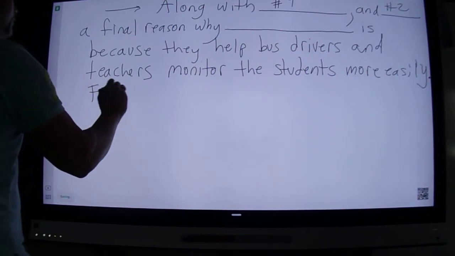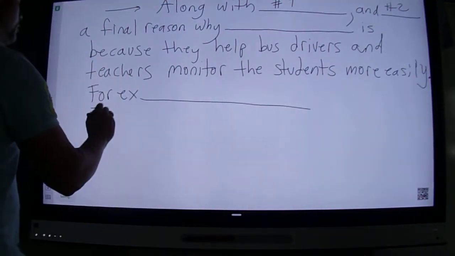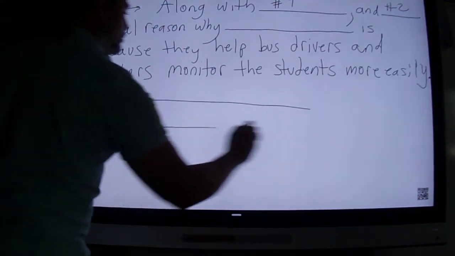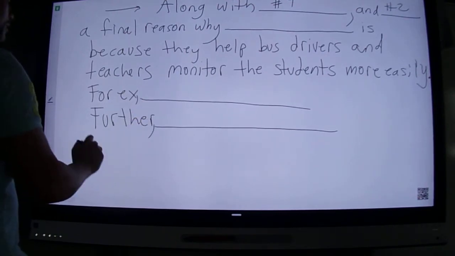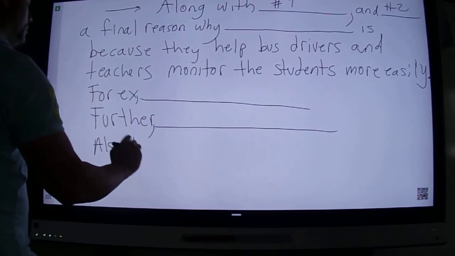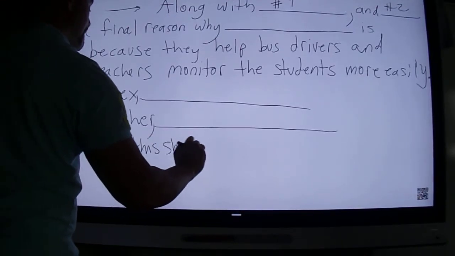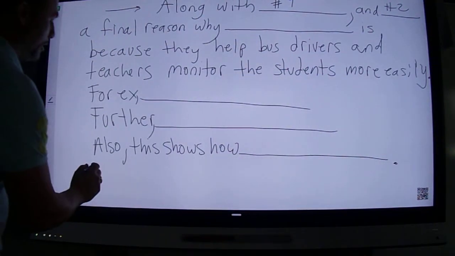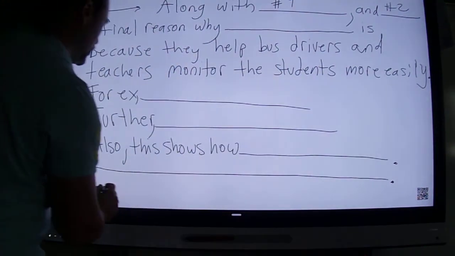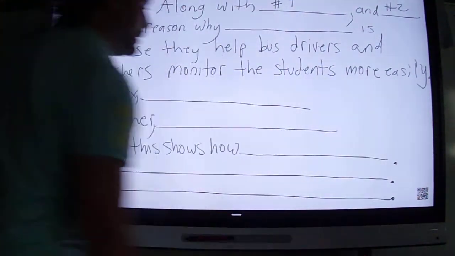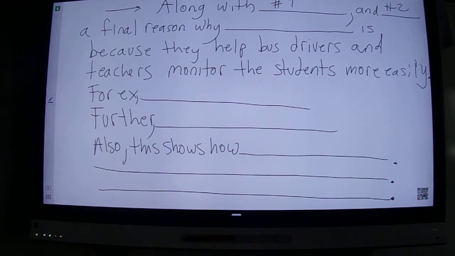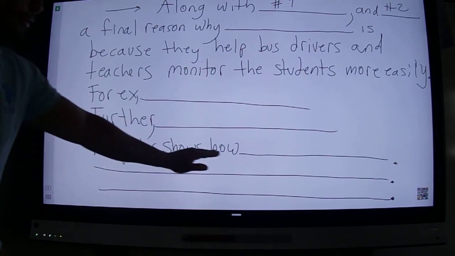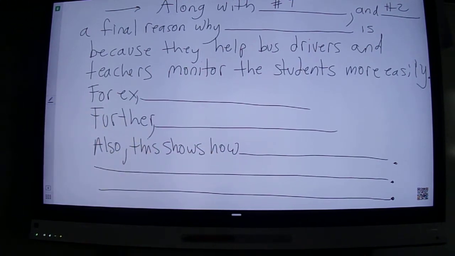Once again, we have our for example, right? We follow with our further in our own words. And then, of course, we have the also this shows how, comma, this shows how. The elaboration piece. Now, you might need a couple of sentences for the elaboration. It might take 2 or 3 sentences. That's totally fine. Okay? You might need that to really clarify things, tie it all together. The students understand that. But here's the prompt, okay? This is what keeps them on track. For example, further, also this shows how.